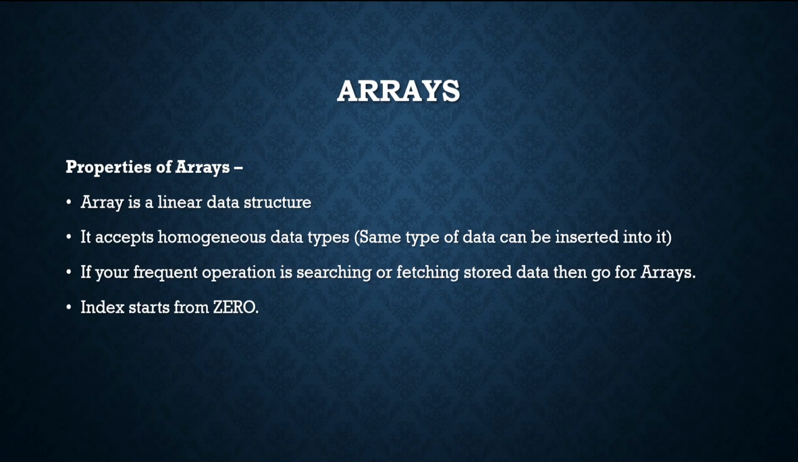First, let's understand the properties of array. Array is a linear data structure. It accepts homogeneous data types. Same type of data can be inserted into it. Like if you are going to insert integer data type values into it, then you can only store integer data type values into it. If you want to store a string, then you can store string type of values into it.